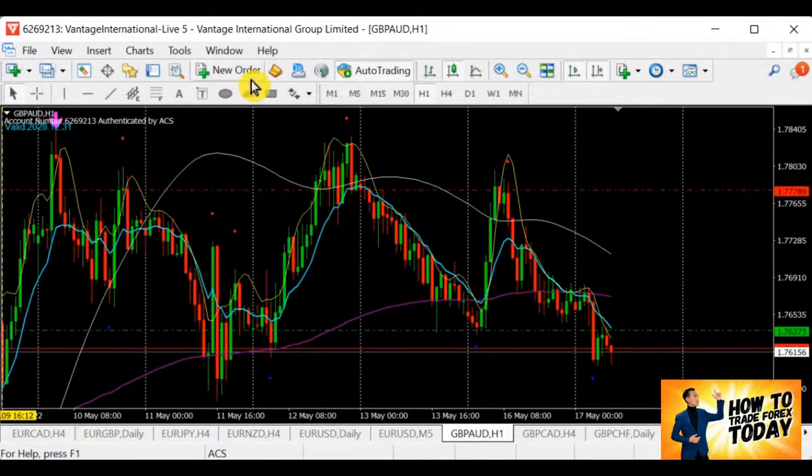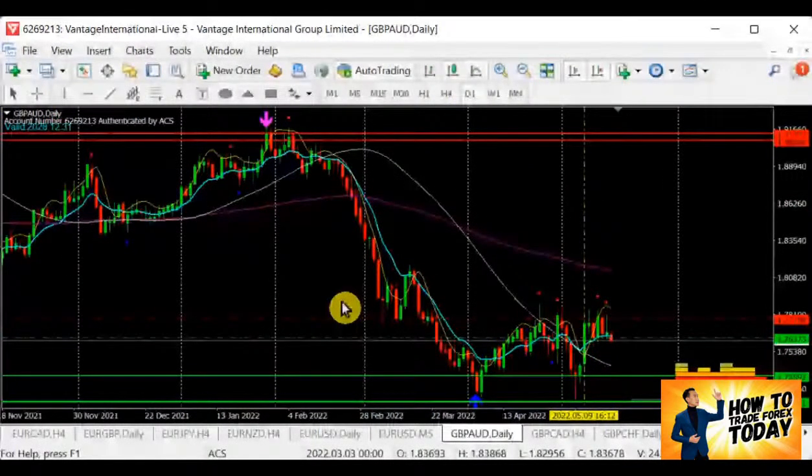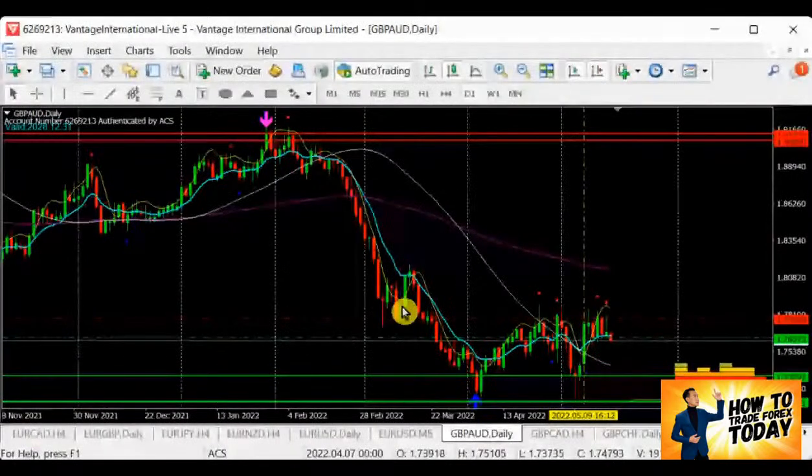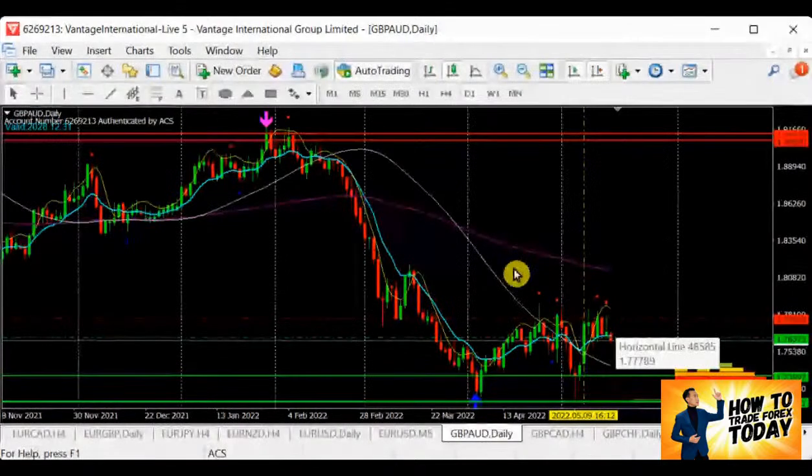And also Pound Aussie over here, determine the trend. We are in the bear. At this stage, we're in the bear. After it hit on the bull, it went back down, and it came back to retest again. So now it went back down and now comes back again to retest.